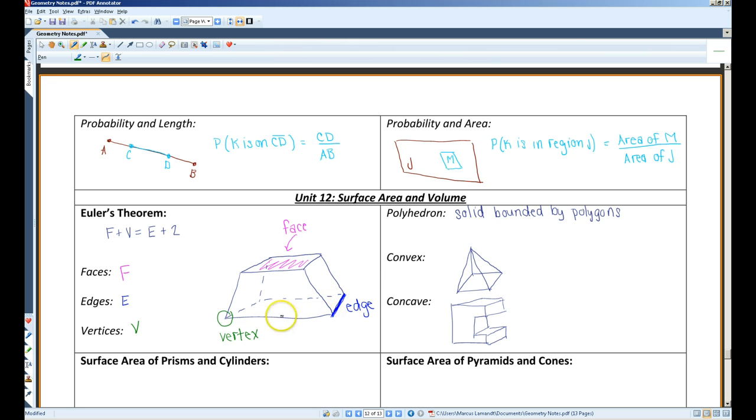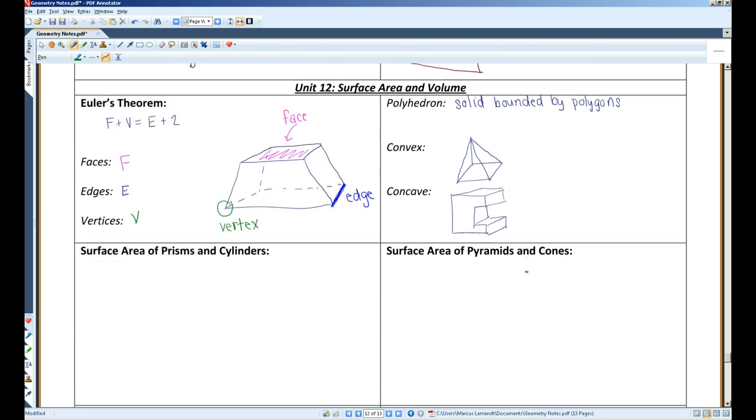So you see where this face and this face intersect, they intersect at an edge. A vertex of a polyhedron is a point where three or more edges meet. Okay? So, Euler's theorem, this is pronounced Euler's, states that the faces plus the vertices equals the edges plus 2. So, however many faces a polyhedron has, plus however many vertices it has, will always equal the number of edges, plus 2. Okay?